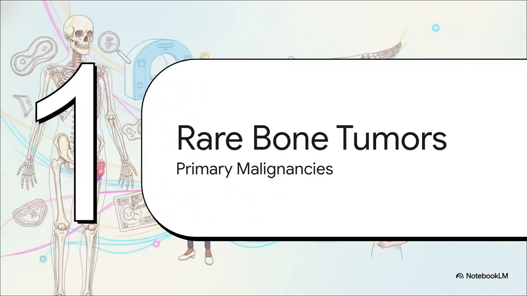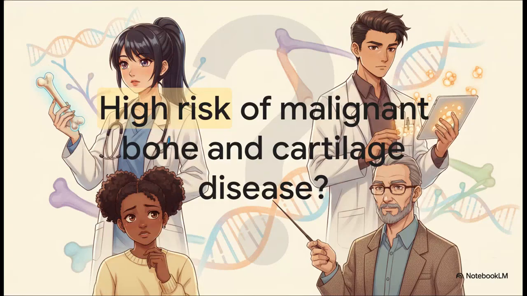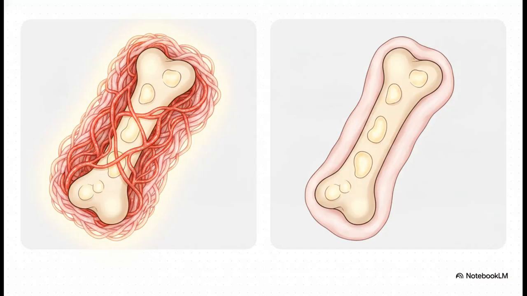Next section, rare primary bone tumors. Let's get right into it. Which condition is associated with a high risk of malignant disease in bone and cartilage? A. Osteonecrosis. B. Chronic osteomyelitis. C. Paget's disease. D. Radiation osteomyelitis. Or E. Maffucci syndrome. The correct choice is E, Maffucci syndrome.